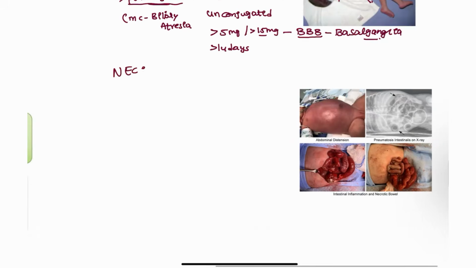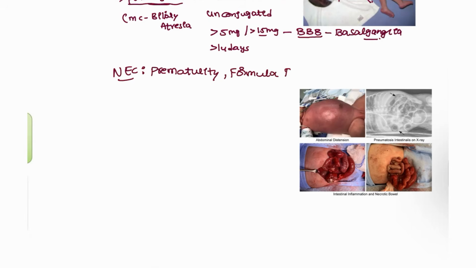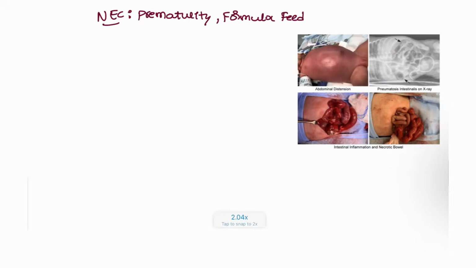So necrotizing enterocolitis is commonly seen with, what is the most common cause for this, guys? Prematurity. Okay, it is prematurity due to preterm. That is commonly seen in this patient. This is the most common cause, and also formula feeding. Those who are not breastfeeding, formula feeding is also associated with necrotizing enterocolitis.